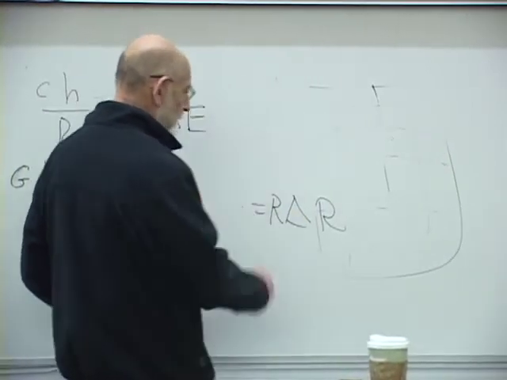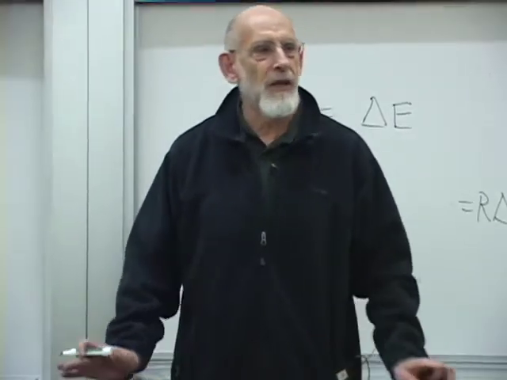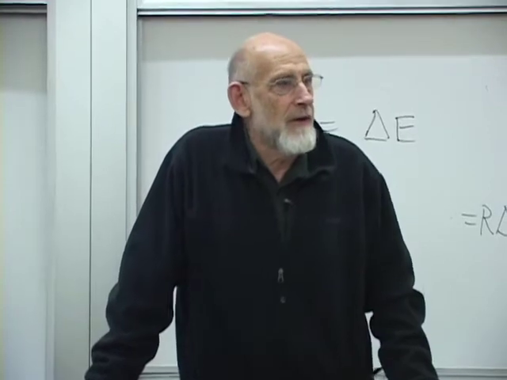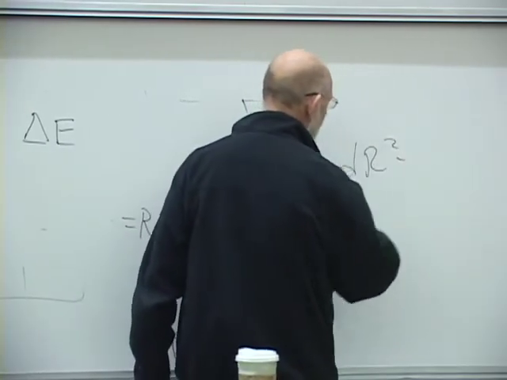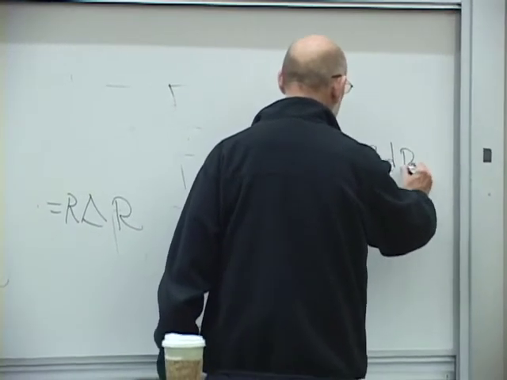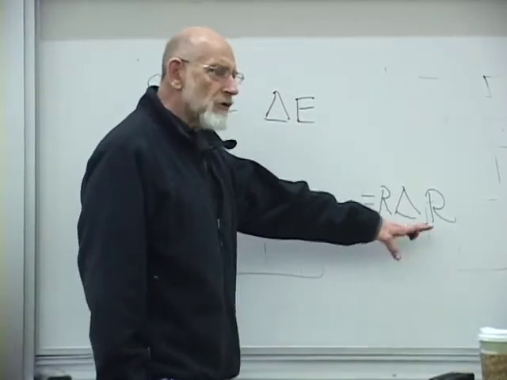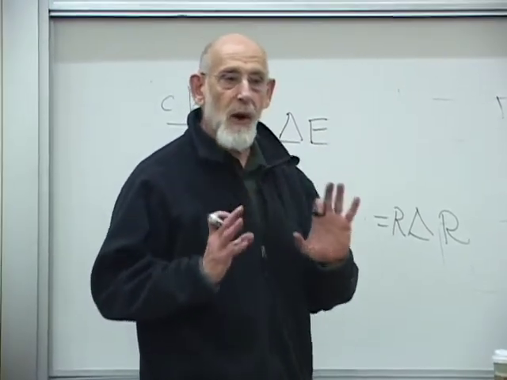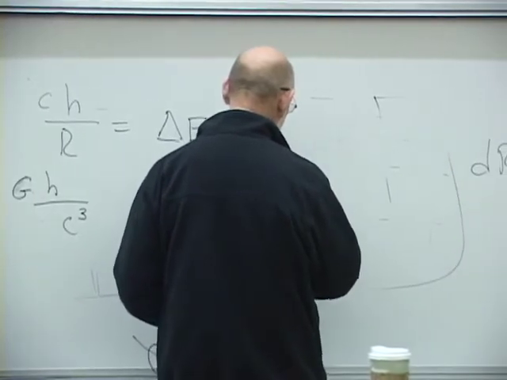R times the change in the radius. What's R times the change in radius? R dr. That's, apart from a factor of 2, the change in r squared: 2r dr. Just elementary calculus. So r times a small change in r is proportional to the change in the square of the radius. But what's the square of the radius?